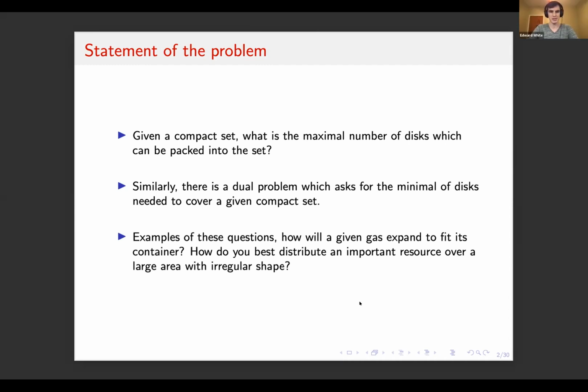Some examples to think about how this problem can be applied: imagine we have a gas that's filling a container. How will the gas expand to fit that container? How will the particles of the gas expand out and interact with each other to fill that container? And secondly, let's imagine we have an important resource that we need to distribute over a large area with irregular shape. What's the best way to place that resource over a large area? There's all this talk about electric vehicles recently, and there's this issue of where the charging stations for these electric vehicles should be placed over a large area, let's say the continental United States.